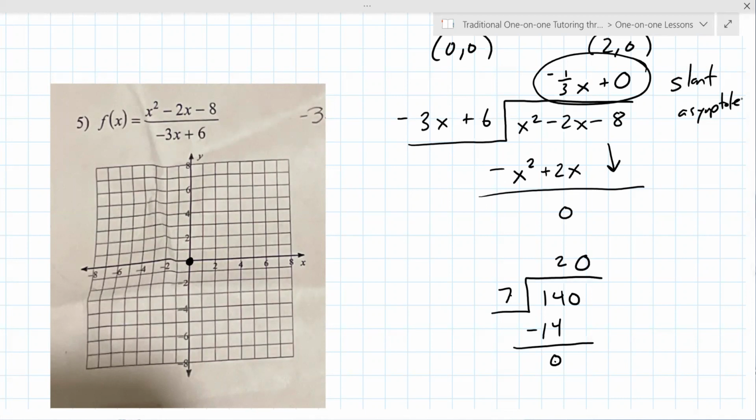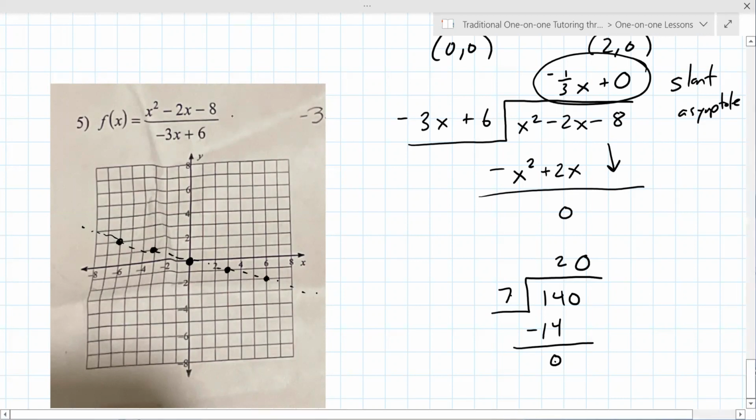All right, so to graph that, it goes through 0 and has a slope of negative 1/3. So down 1, right 3, down 1, right 3, and so on. So that's your slant asymptote for this problem. I'll help out with the other stuff.